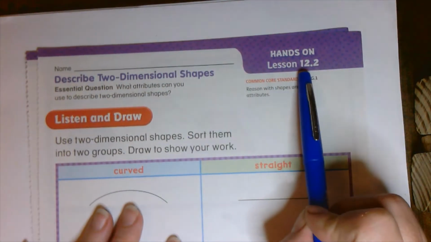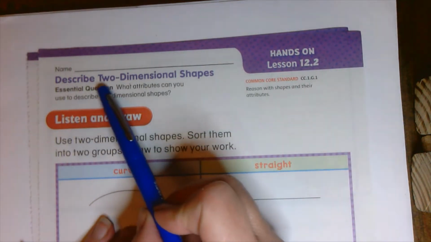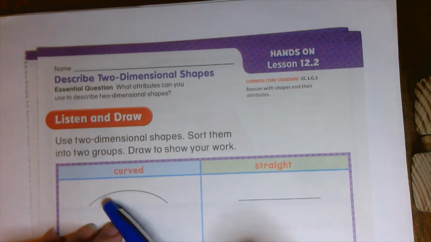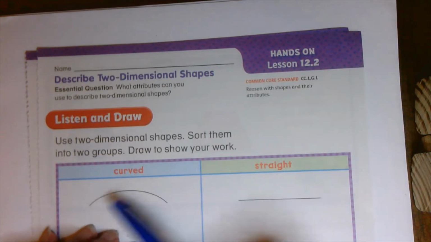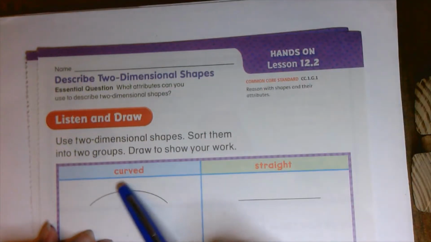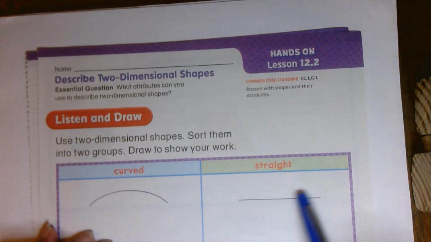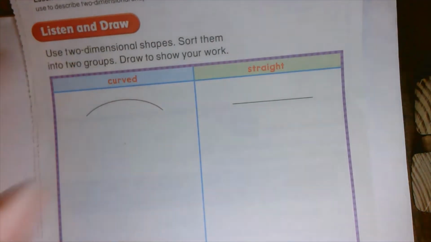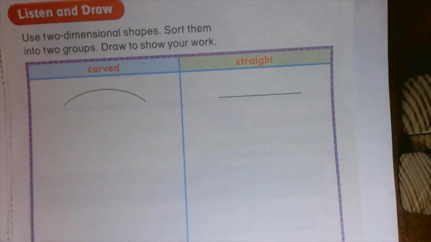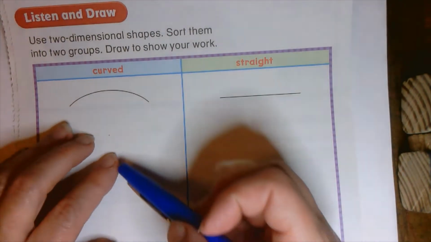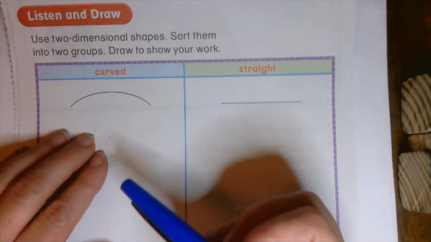So today we're starting with 12.2, describe two-dimensional shapes. We talked about this some with 3D shapes, didn't we? That they had curved sides and flat sides. So now with two-dimensional shapes, we're talking about curved sides and straight sides instead of flat. I spent a long time trying to figure out if there was a certain set of shapes you were supposed to have. And if there were, I can't get them.